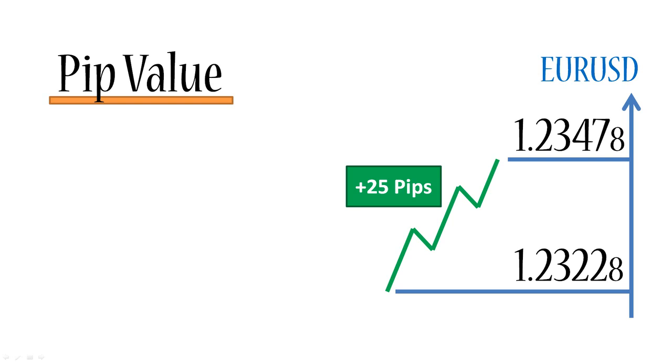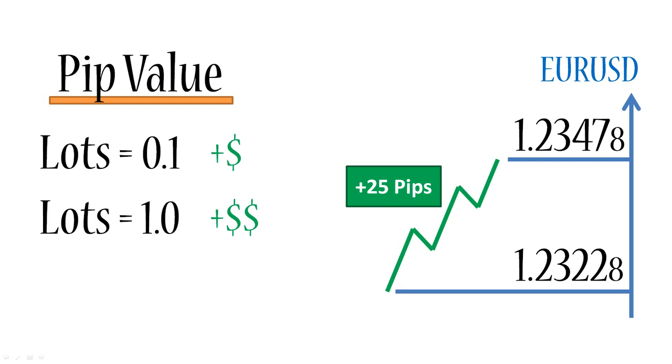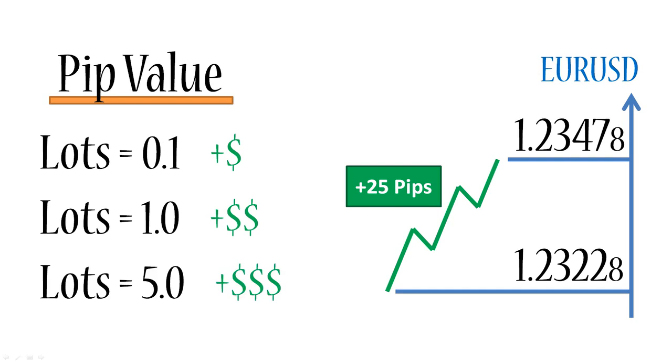So if our buy order had a volume of 0.1 lots, then we got a certain amount of profit from this transaction. If our buy order was 1.0 lots, then we got much more profit. In fact, 10 times more profit from this transaction. If our buy order was 5 lots, then we got even more profit, 50 times more than in the original case. So that is exactly what we mean when we say that pip value is both a function of how much the currency pair has moved and how much you have invested into this particular trade.